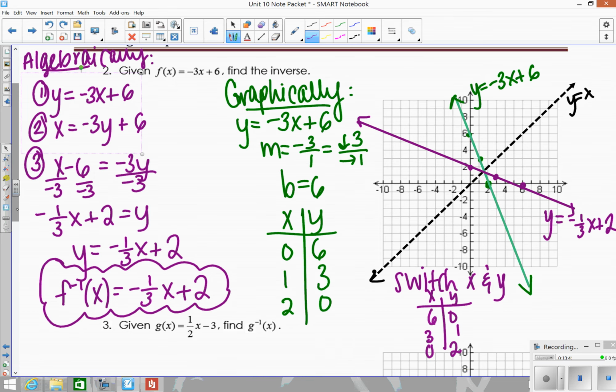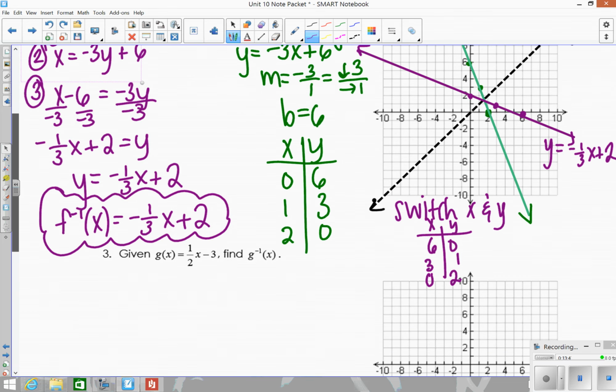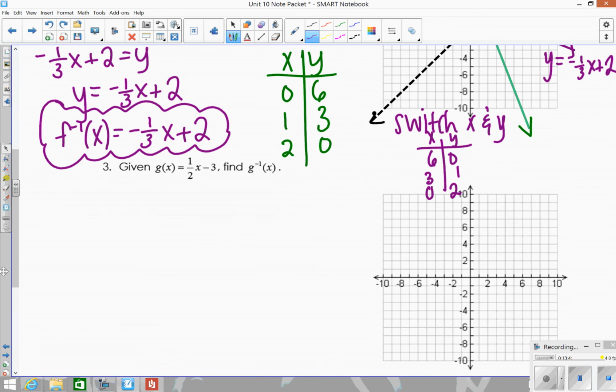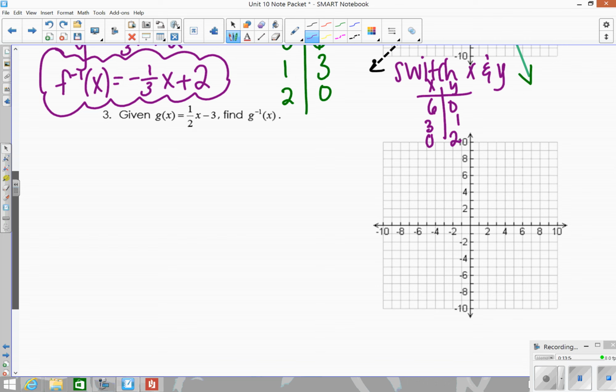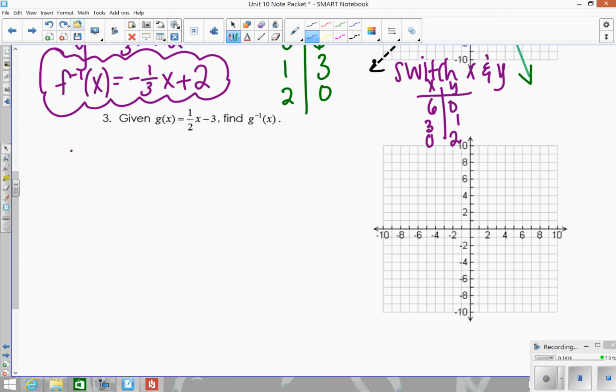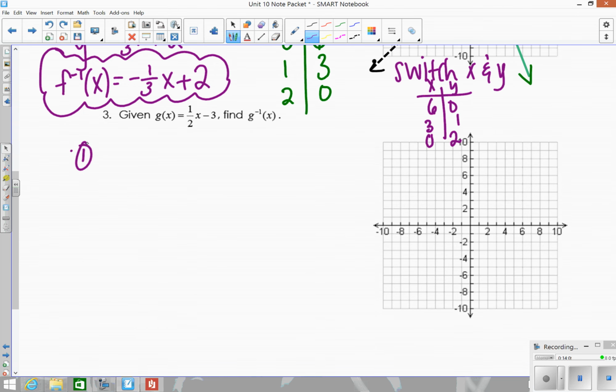So let's try one more where we're just going to do this algebraically, and then we'll look at a couple other scenarios. So this next example, again, we start off with a line, so we know that the inverse of it is going to be a function. It's going to be a line. So let's just do this one algebraically. We won't worry about doing it graphically. So we're going to first take this and set it equal to y. So we have y equals 1/2 x minus 3.